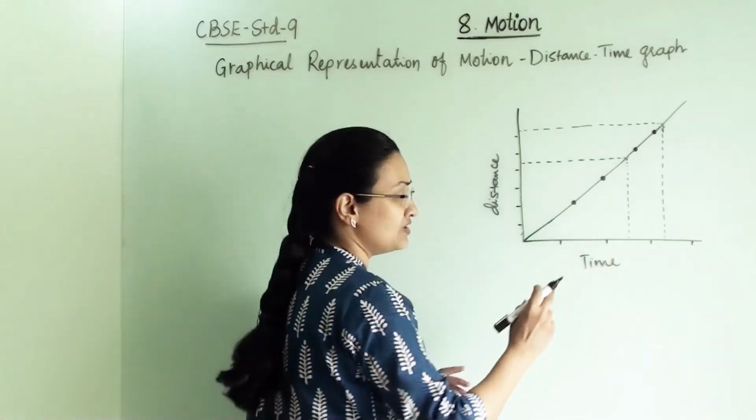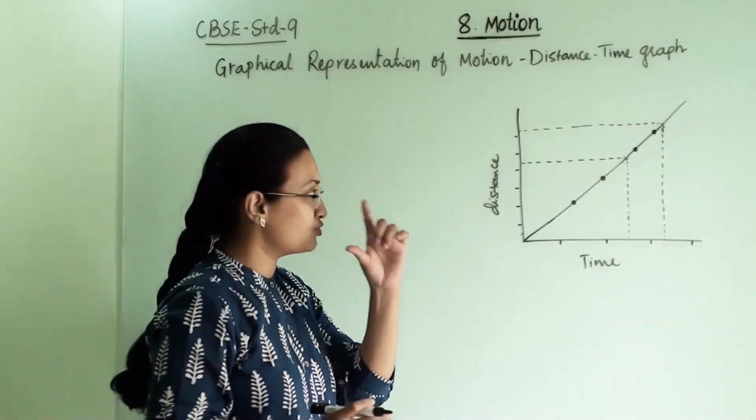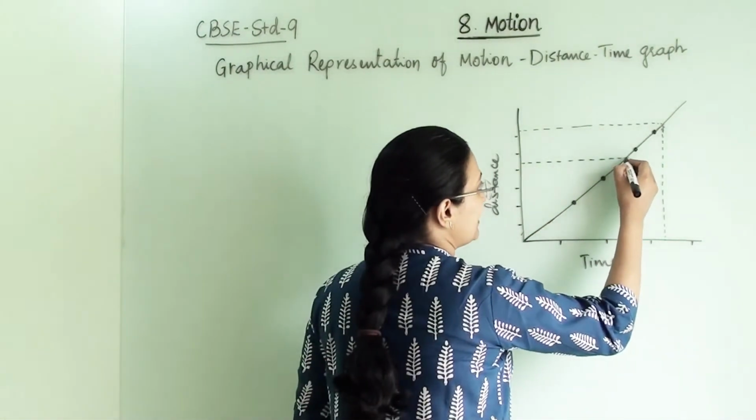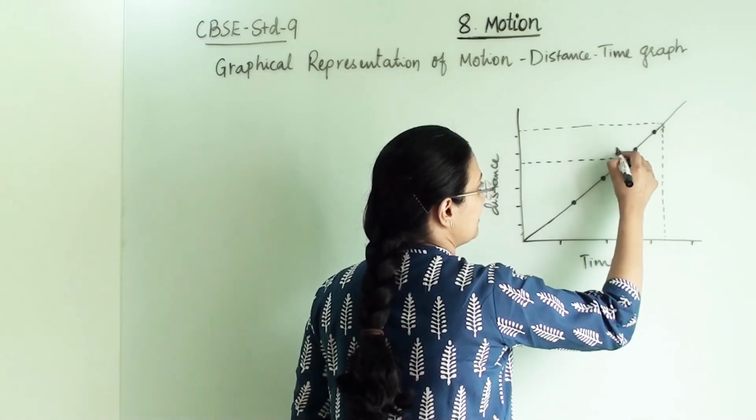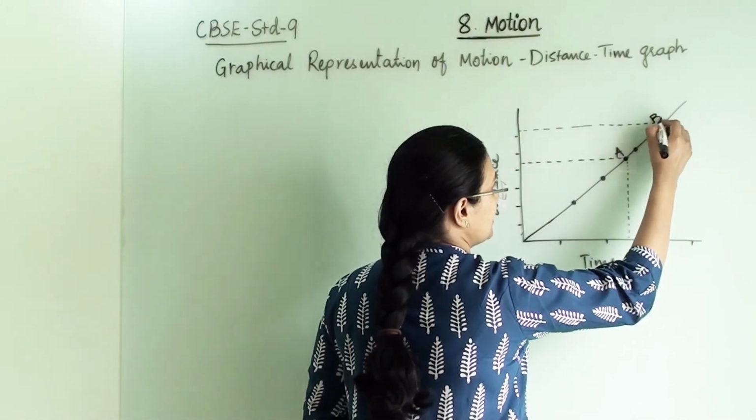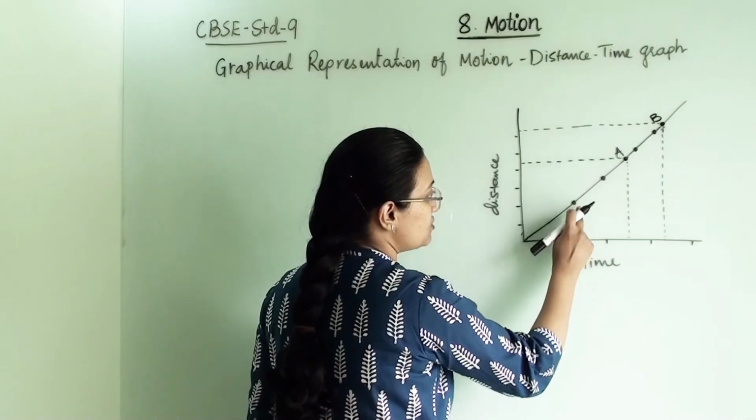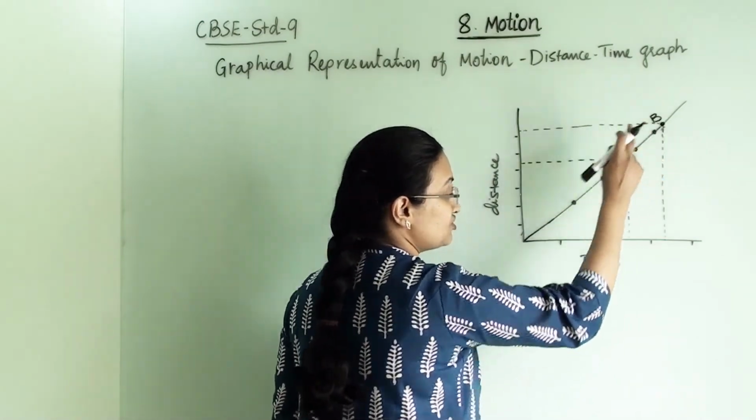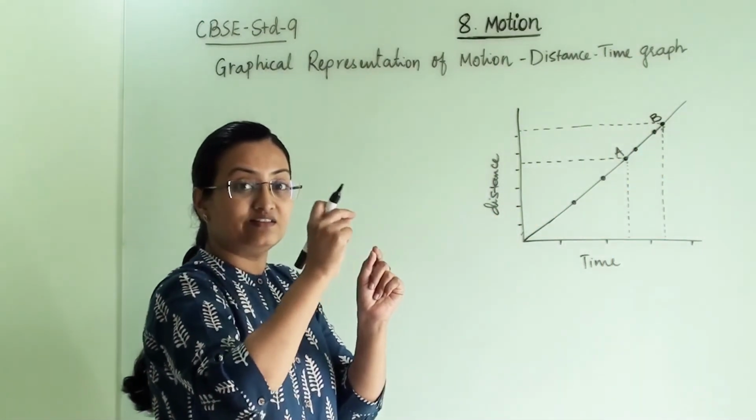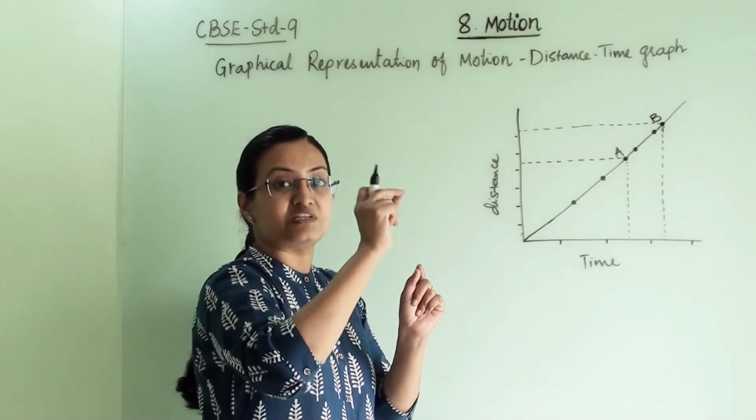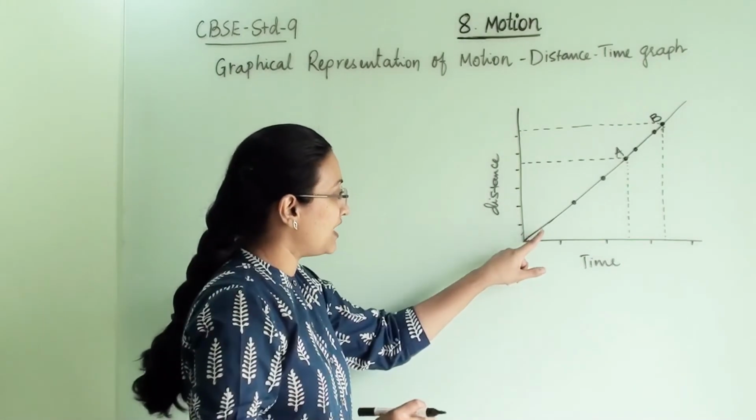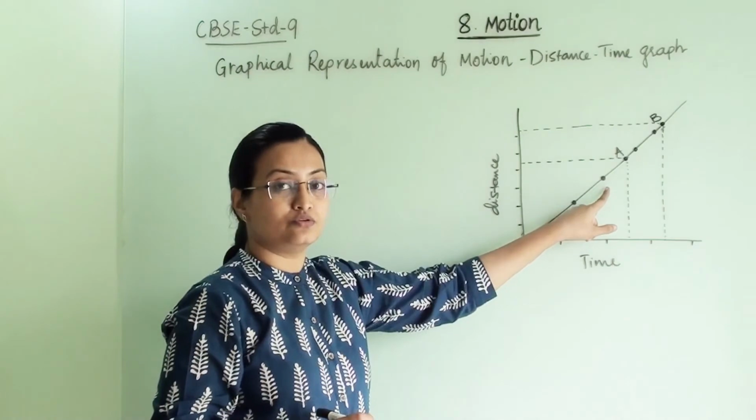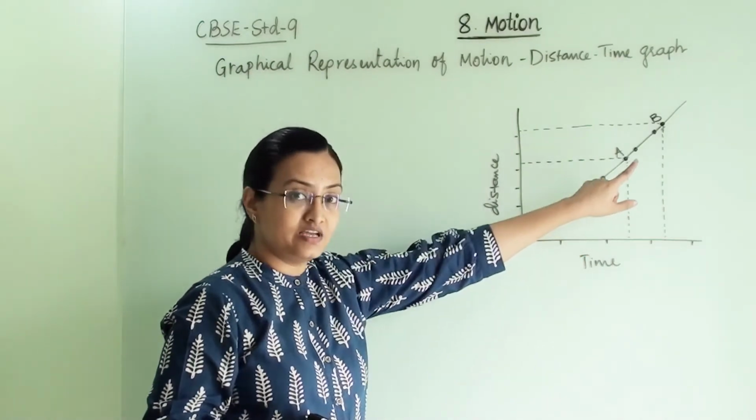From this, let us take one small portion of the journey, and I am denoting it A and B. These dots are the representation of points. We have taken this data and represented those points, and through that we got this straight line. So this is uniform motion because it is a straight line.